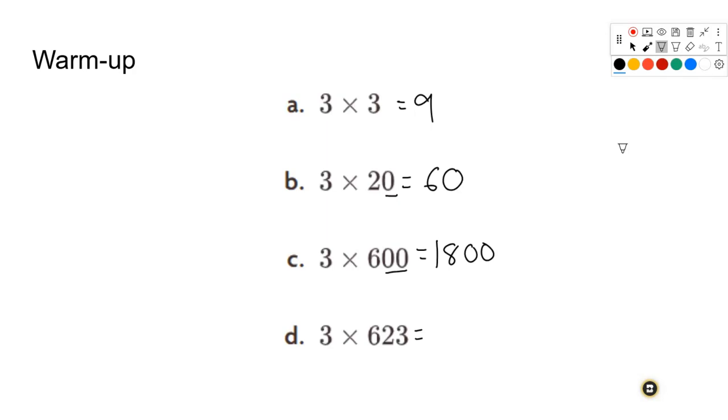So the first thing I want you guys to take a look at is, what do you notice is the similarity between all four questions' factors? So we know that the first factor is always 3. The second factor, however, take a look at this. It's 623, which is equal to 600 plus 20 plus 3. We agree that 623 is equal to 600 plus 20 plus 3, right?